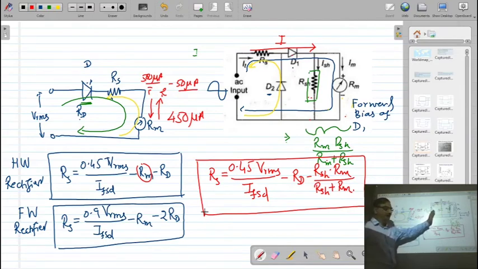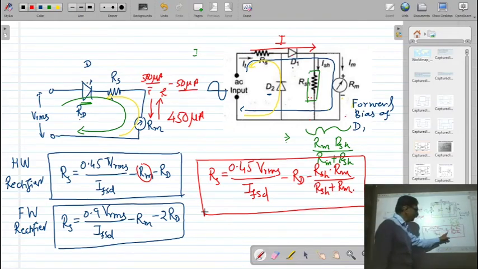In case of a full wave rectifier, instead of 0.45, it will be 0.9, and instead of RD, it will be 2RD. Remember, instead of RD, you have 2RD, because the current is flowing in two diodes at a time in a bridge rectifier. So, using this formula, you can design an AC voltmeter. Right? Now, let us see a simple example.